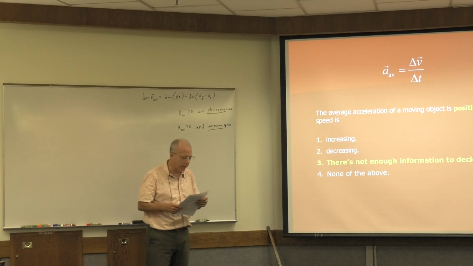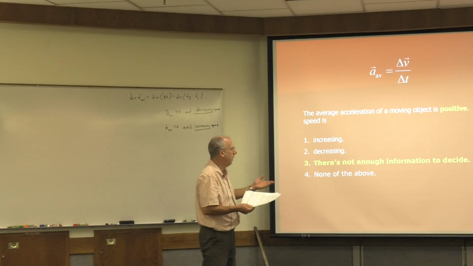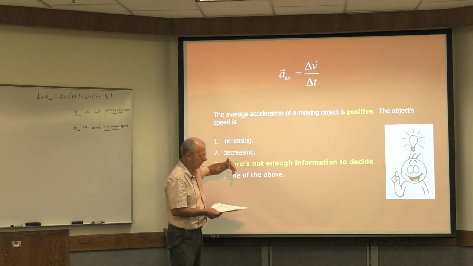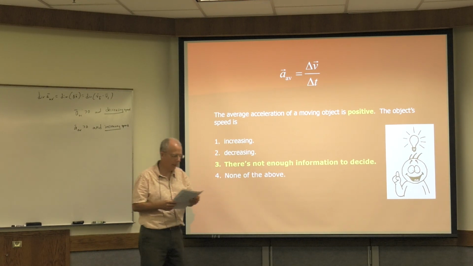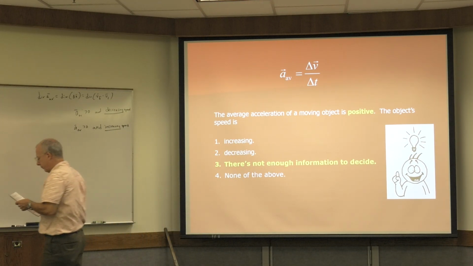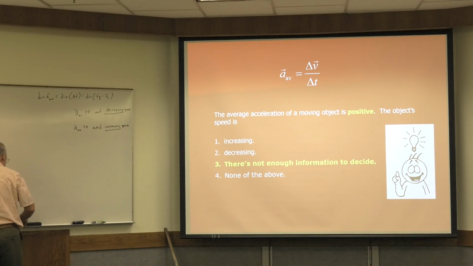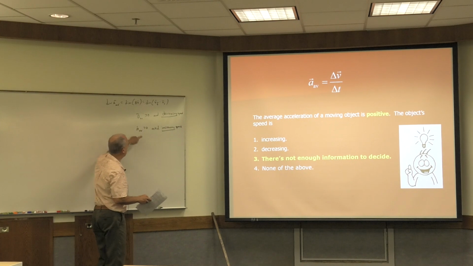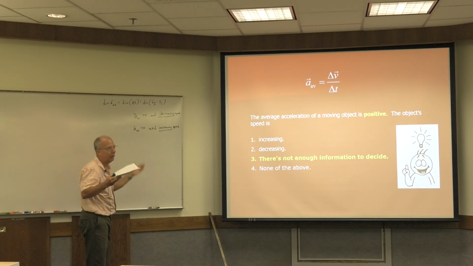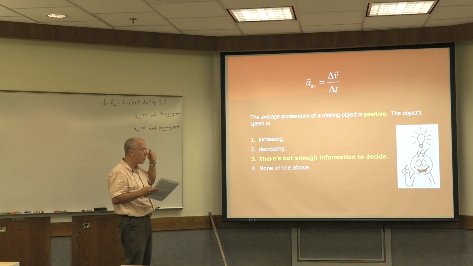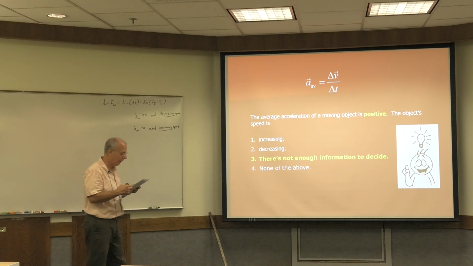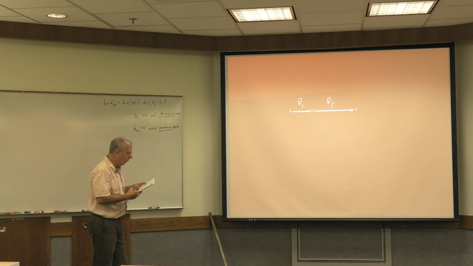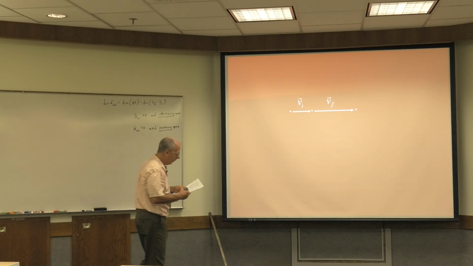Okay, so now we got to figure out what's going on, right? We want to be able to figure out if something is going faster or slower, okay? So we got to figure this out. All right, here we go. So again, if we only know the acceleration, it doesn't help. We got to know something besides acceleration, okay? So here we go. All right, so describe the motion.